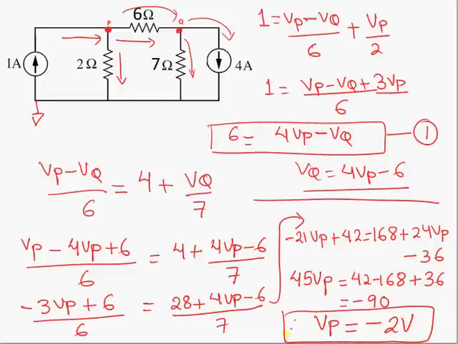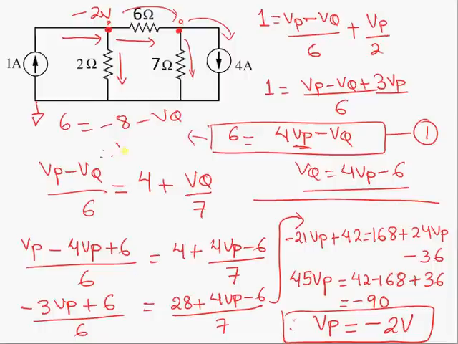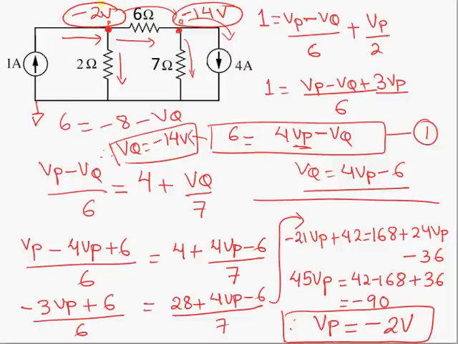So the voltage at node P is minus 2 volts. Now for Q, we basically substitute the value of Vp here. So we get from here 6 equals 4 times minus 2, which is minus 8, minus Vq. Therefore Vq equals minus 14 volts. So we have minus 14 volts for node Q and minus 2 volts for node P.